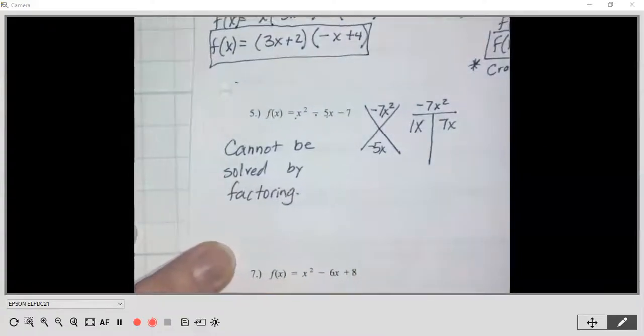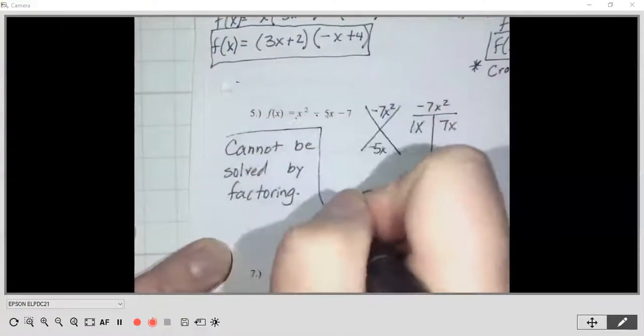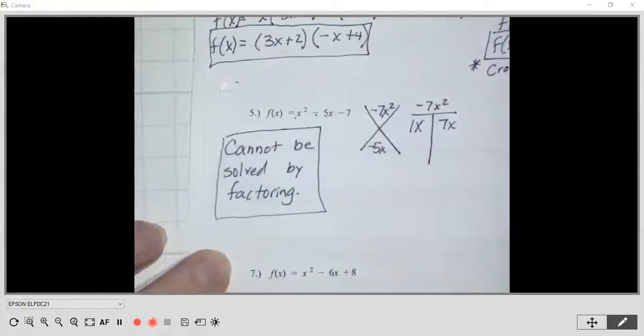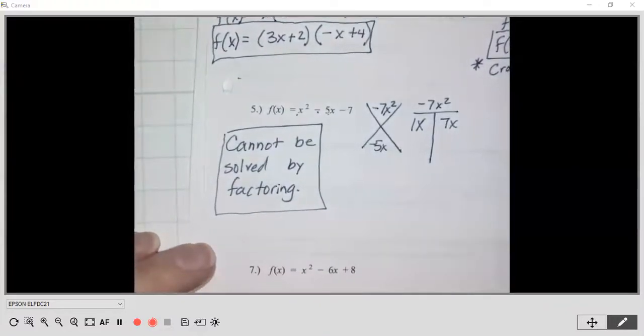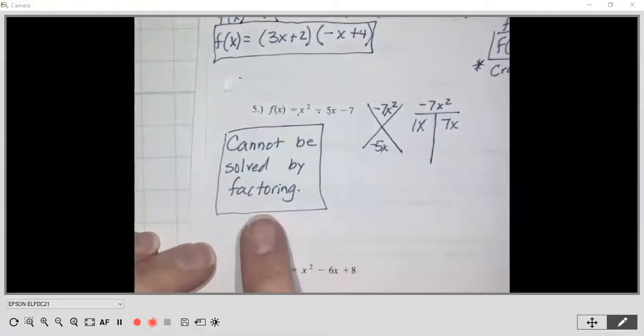Okay, so this cannot be solved by factoring. We will learn about the quadratic formula, which is going to be a method that we'll use for these trickier problems. So for now, we're just going to say cannot be factored or cannot be solved by factoring.